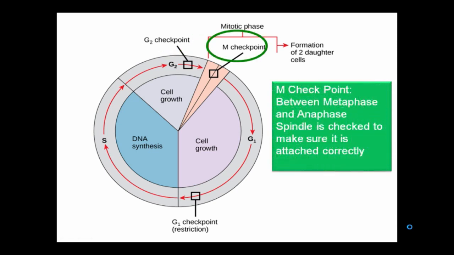And finally, the M phase checkpoint. This is a checkpoint between metaphase and anaphase. The process is halted, so the spindle is checked by proteins to make sure it's attached correctly. We don't need to go into the actual process of this. If it's not correct, then proteins will come attach the spindle correctly and then signal for mitosis to continue.